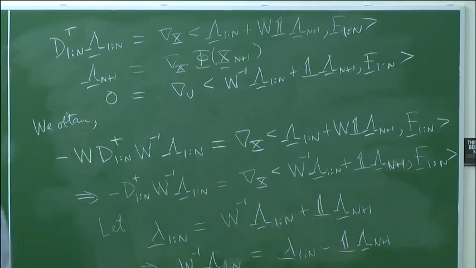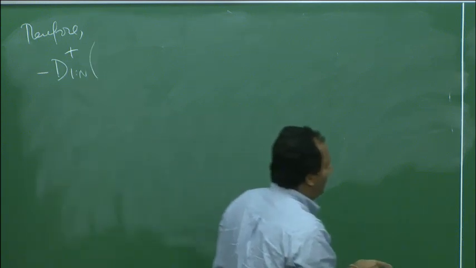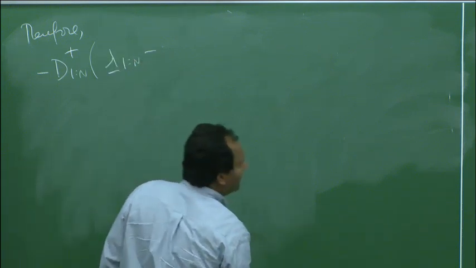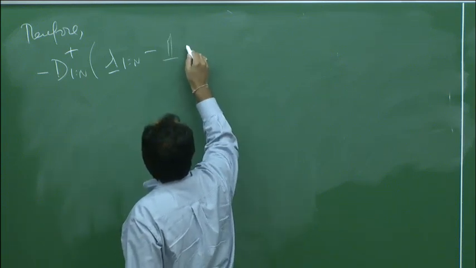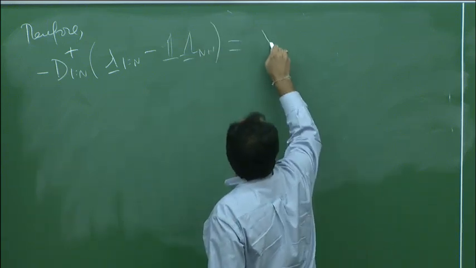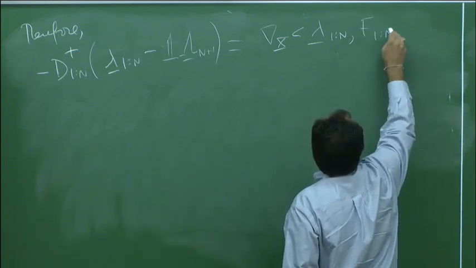So now if we take that and substitute it in, we get the following result. Let's suppose I just substitute that whole thing in. What I get is minus D1:n dagger, and now if I substitute in W inverse times lambda of 1:n, I get little lambda 1:n minus 1 times lambda n plus 1. And that has to equal the gradient with respect to capital X of lambda 1:n with f of 1:n.